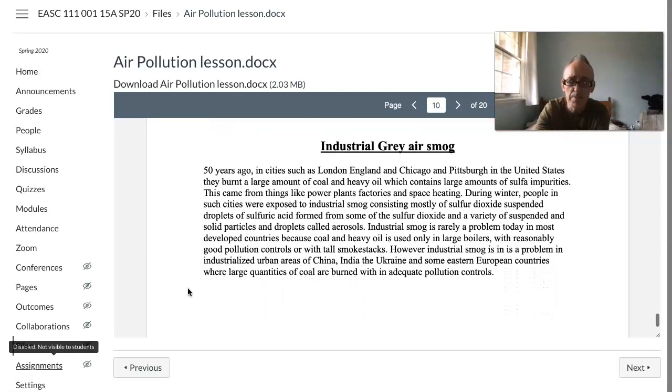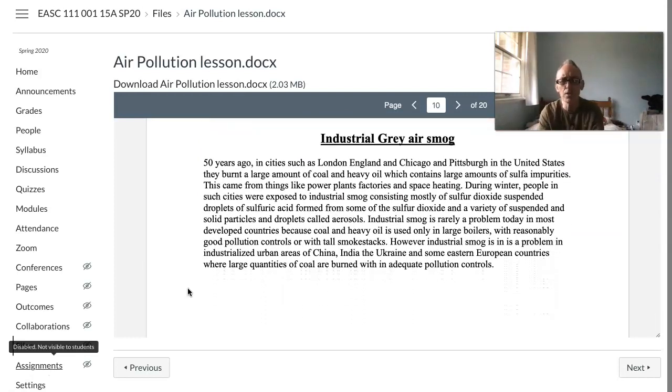And the second type of smog is called industrial grey air smog. And this comes from the burning of coal. Fifty years ago in cities, for example, London, Chicago, Pittsburgh, we used to use a lot of coal and heavy oils, and this contained large amounts of sulfur impurities. And when we burnt the coal, it released a lot of sulfur dioxide.